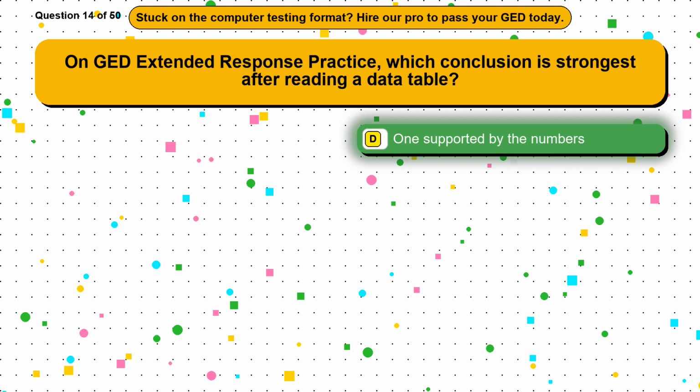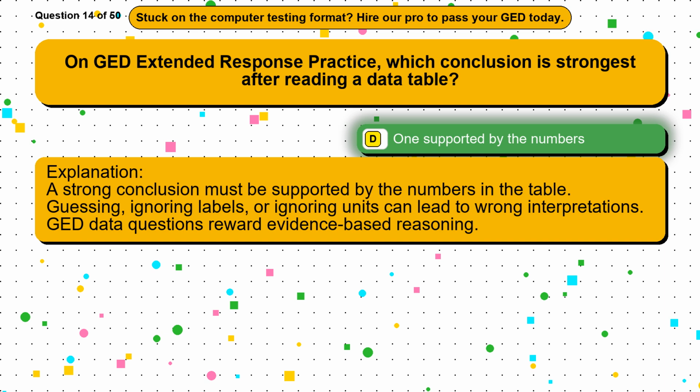1 supported by the numbers. A strong conclusion must be supported by the numbers in the table. Guessing, ignoring labels, or ignoring units can lead to wrong interpretations. GED data questions reward evidence-based reasoning.